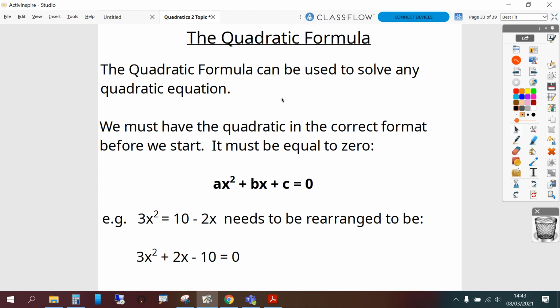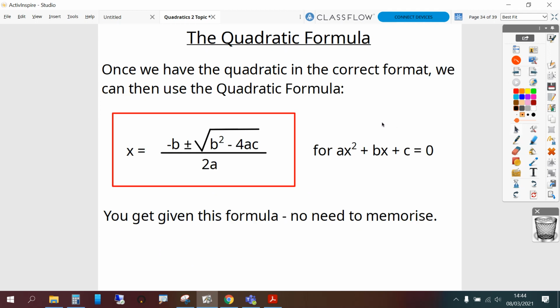The quadratic formula can be used to solve any quadratic equation, including the ones that do factorise. We must have the quadratic in the correct format before we start. It must be equal to 0. So this format of ax squared plus bx plus c equals 0. For example, if we've got 3x squared equals 10 minus 2x, then this needs to be rearranged. Take away 10 and add on 2x to both sides, and you get 3x squared plus 2x minus 10. And that's now in the ax squared plus bx plus c format we need.